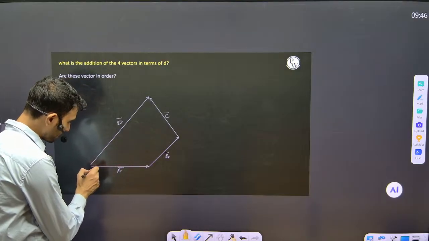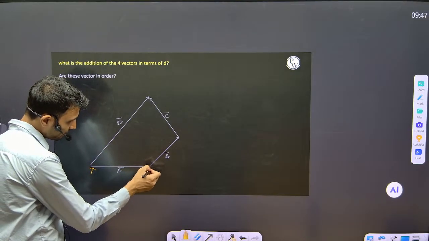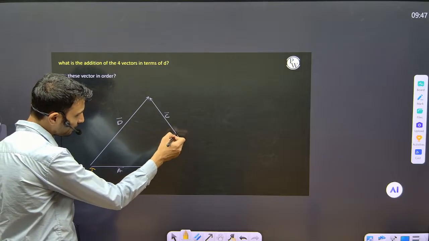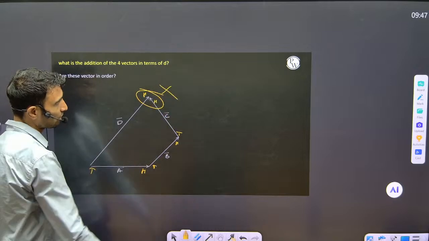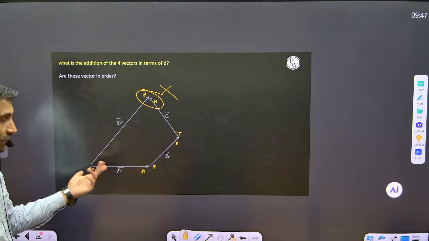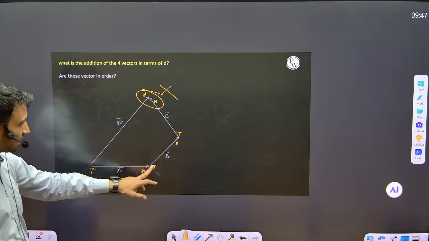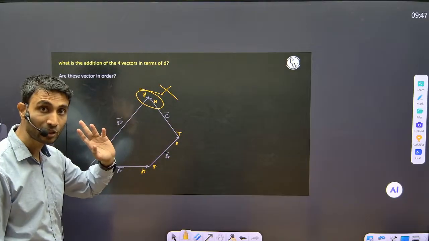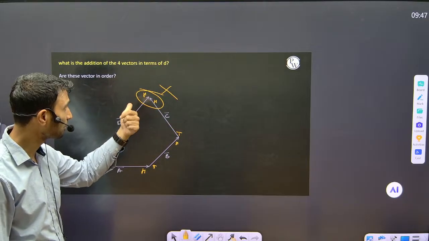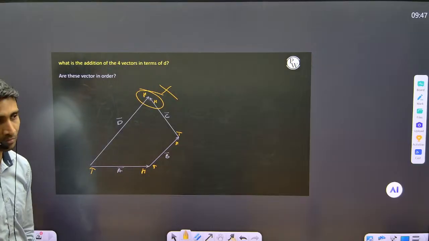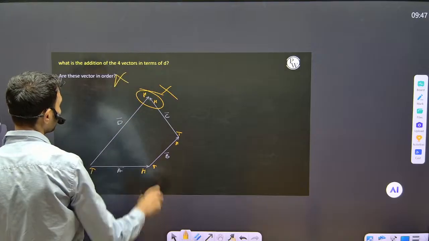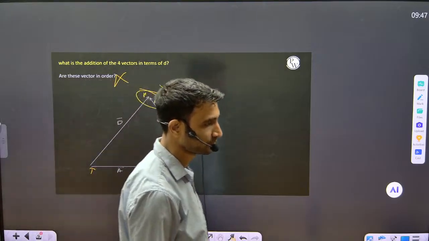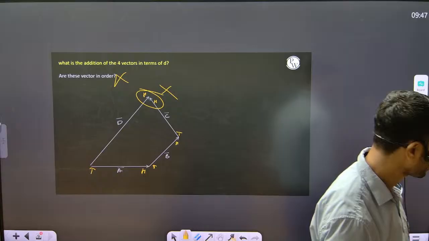This is tail, head, tail, head, tail, head, head. Oh, that's not allowed. Order is broken. Tail, head, tail, head, tail, head, tail should come. But what came up? Head. That's wrong. So the very first answer is, are they in order? Nope, they're not in order. I hope that makes sense.